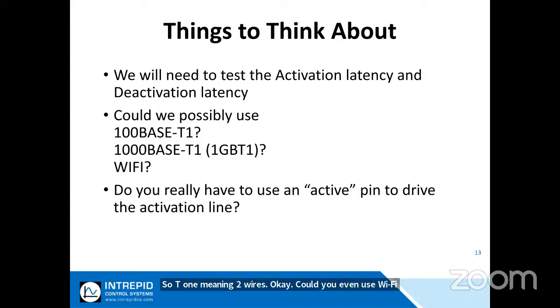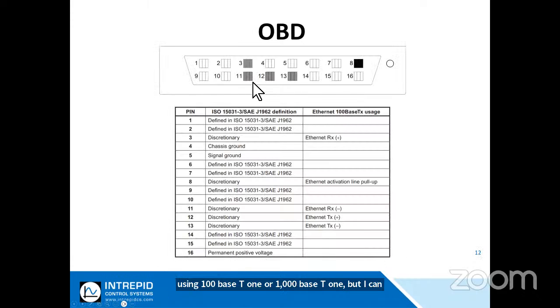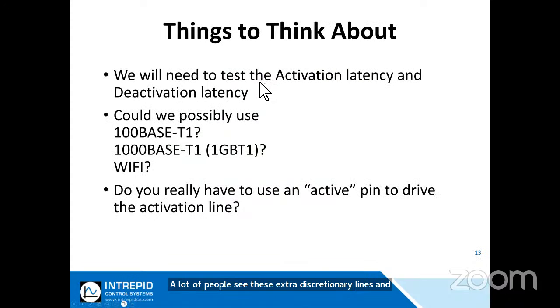And even if you look into the spec, the original spec that I used to create the slides back in 2012 for DoIP, back then there wasn't really a thought about using 100 base T1 or 1,000 base T1. But I can tell you right now, a lot of people see these extra discretionary lines and they'd like to have an extra pair that they can use for something else, right? So the answer is ultimately you could.